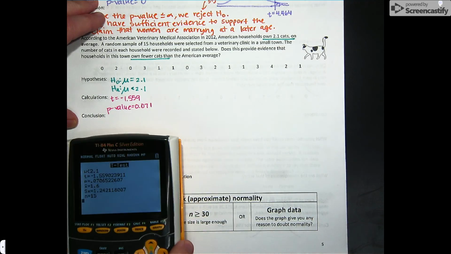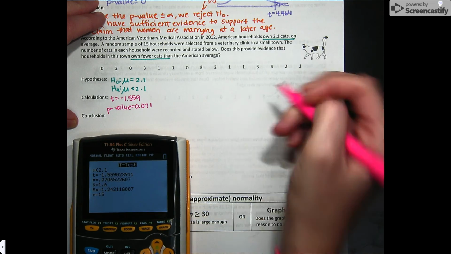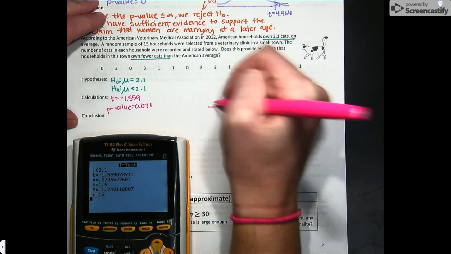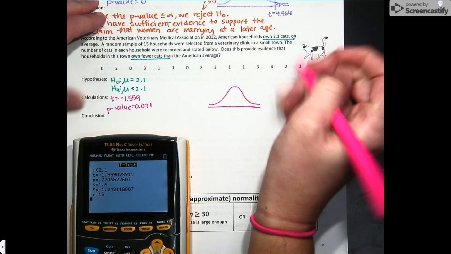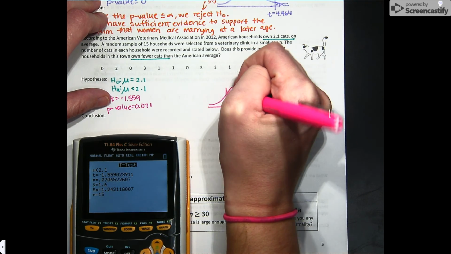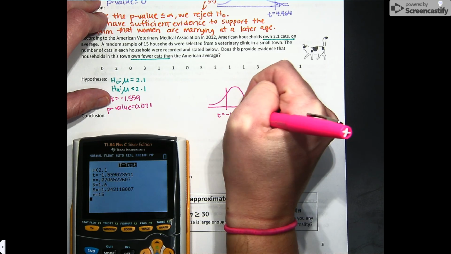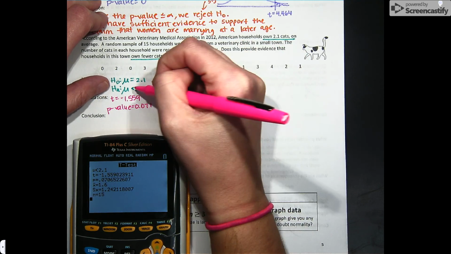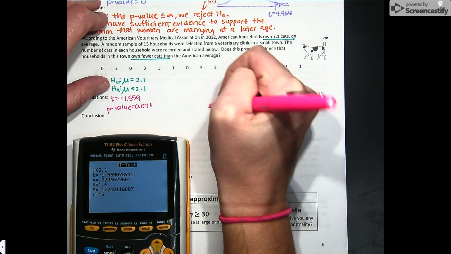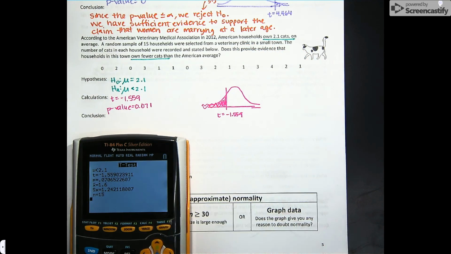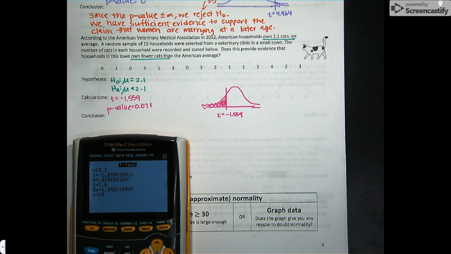So if they did ask you on your quiz or your test to shade the curve, so we have our normal curve here, you would go to a t-value of negative 1.599. And since I want less than, we're going to shade to the left, with the one-tail test shaded to the left because it's less than.